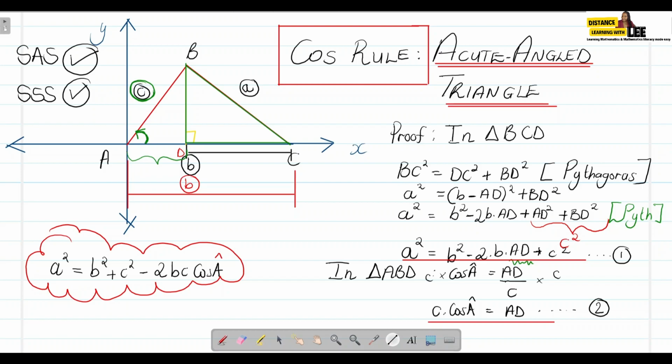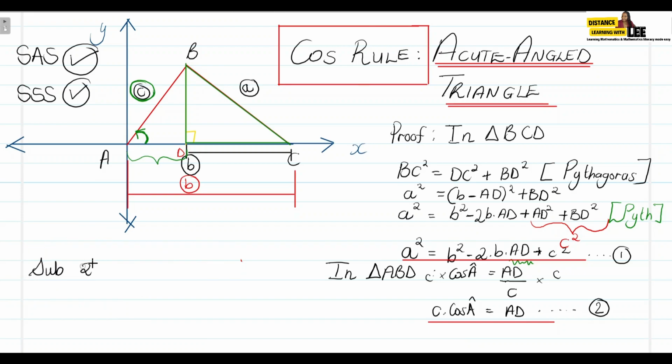And we can substitute these two equations into each other. And if we substitute now equation 2 into equation 1, what do you get? You'll have a squared is equal to b squared minus 2b, what is our AD? We already know what our AD is. Our AD is c times cos of A, plus c squared. And in this case, what can we see? We can already see that we've already proven our cos rule, okay?